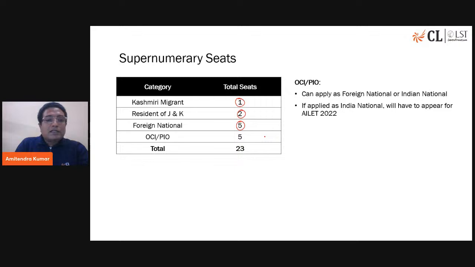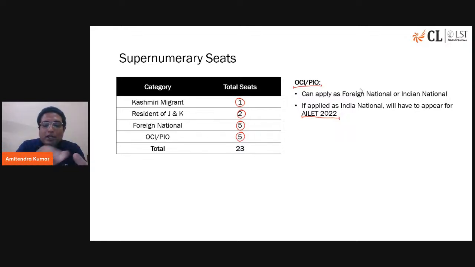And if a student is an OCI or a PIO, overseas citizen or person of Indian origin, but holds a passport of another country, there are five seats for them as well. Now, what happens in this case? A student within this category, OCI and PIO, can apply either as a foreign national or as an Indian national. If they choose to apply as an Indian national, they will have to appear for AILET 2022. If they apply through the foreign national category, the application has to be submitted, but their process of selection will be different, and there would be specific eligibility requirements as well.